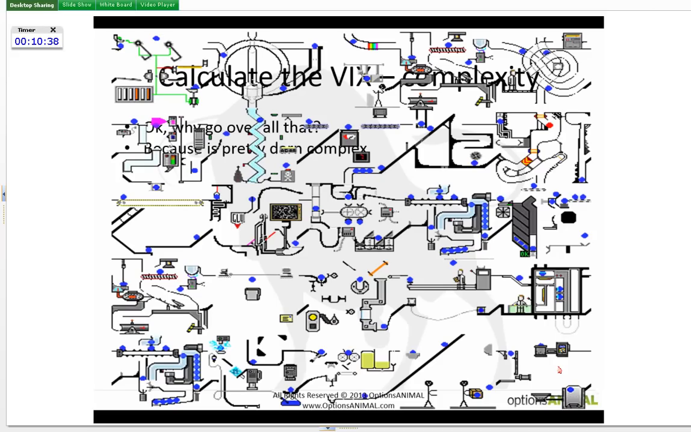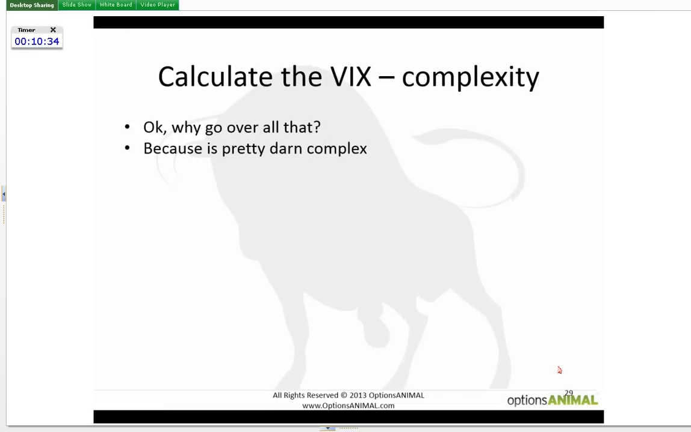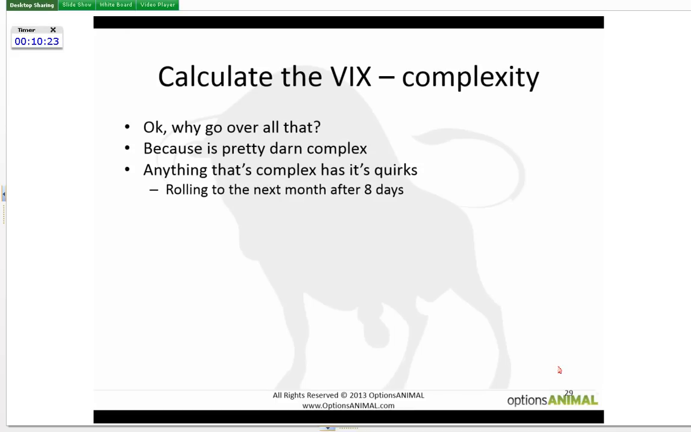Okay, and anything that has moving parts, if there's any engineers out there, any scientists, any mathematicians, when you start getting into some of these complex models, you start seeing some weird things that can happen. So anything that's complex can have quirks, and the VIX has quirks. For example, you only use 2 months of options. Well, eventually you have to roll to the next month. So when there's 8 days left till expiration, you roll to the next month. Do you think that impacts the price of the VIX? Yes, it does. The forward price is calculated.